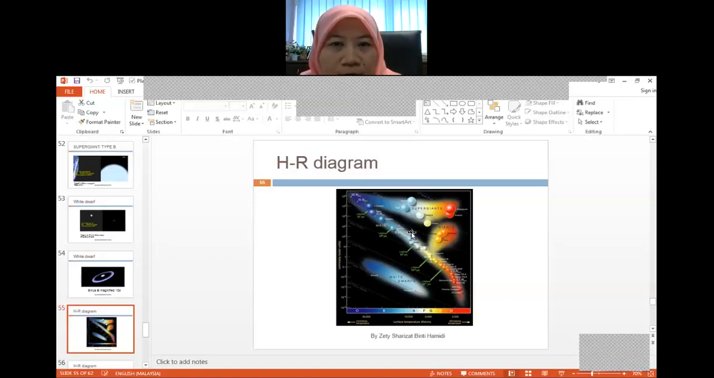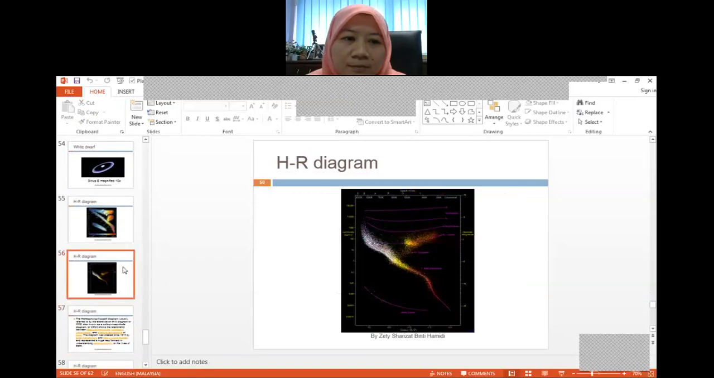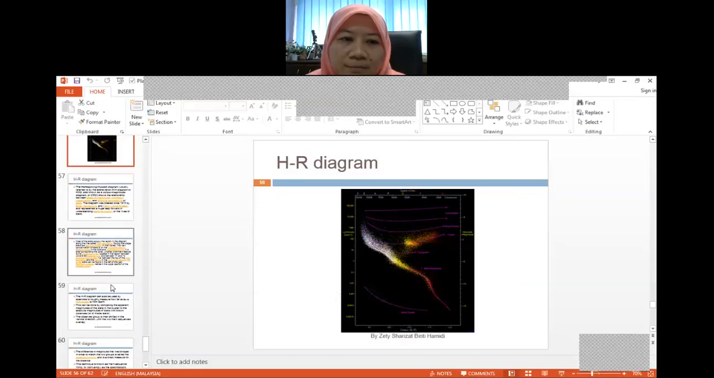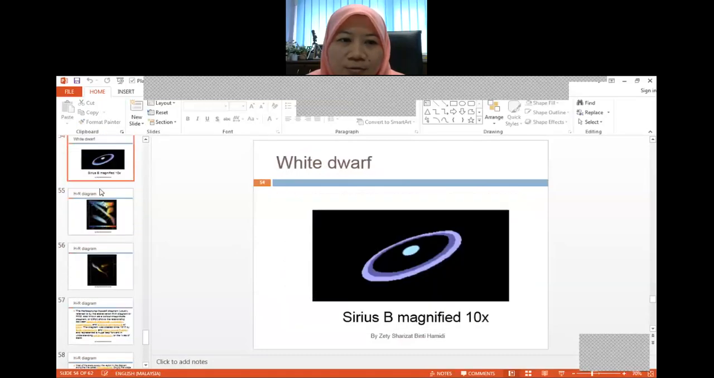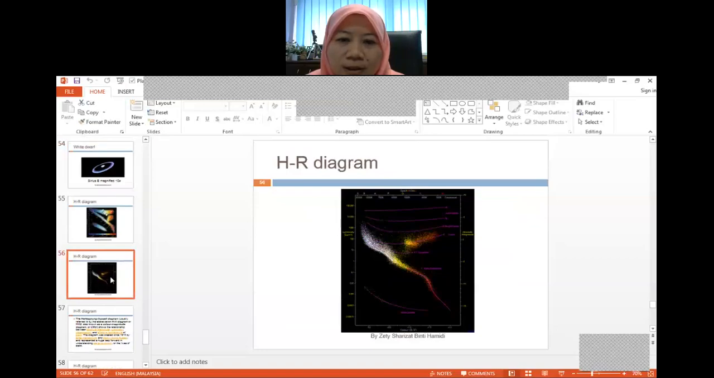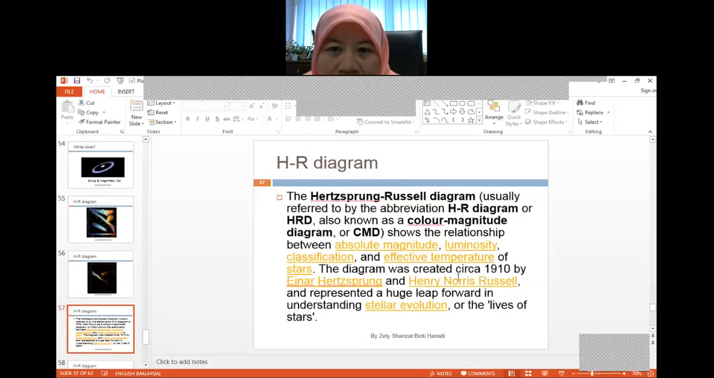This HR diagram can also represent a lot of schematic diagrams, so you can see different schematic diagrams that represent either the luminosity, the temperature, the spectral class, and so on. So we can see and catalog all the stars inside the HR diagram. This is another example showing the HR diagram. Okay, so what is the HR diagram?